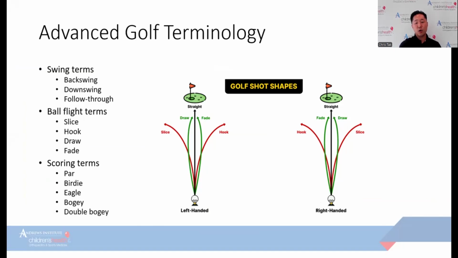Bogey will be 1 stroke over par, meaning at par 4, you made it in 5, and double bogey is 2 strokes over par. Par 4, you made it in 6. And you can kind of continue to increase the bogey number as you take more shots to make the ball into the cup.